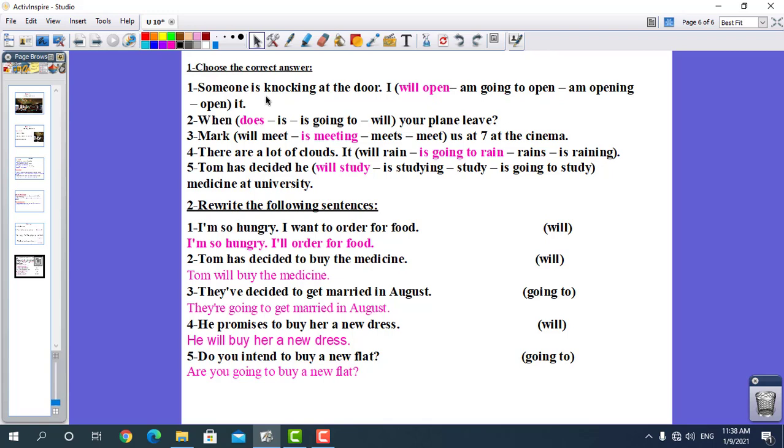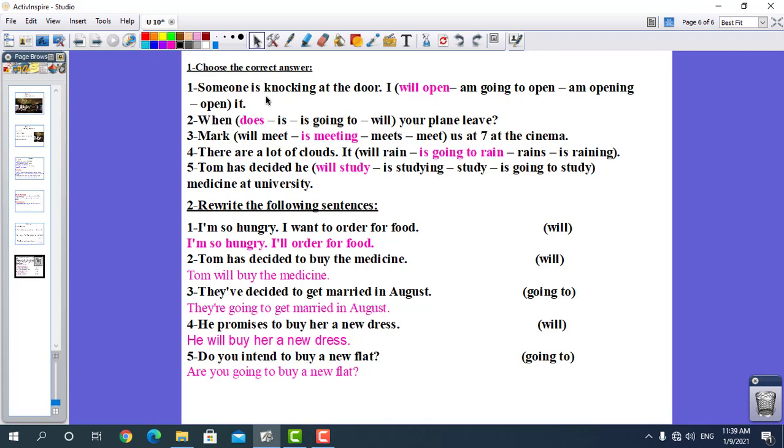Number two. When does your plane leave? So it's the present simple form for the timetable things, like we have just said that the timetable things like the planes, the trains, the buses, all these have timetables, like the cinema, the television and so on. These are timetabled events.